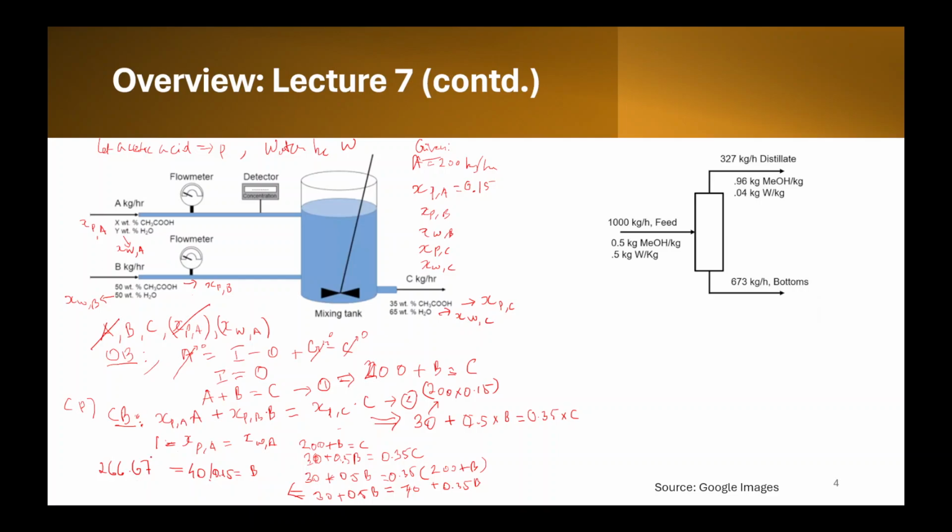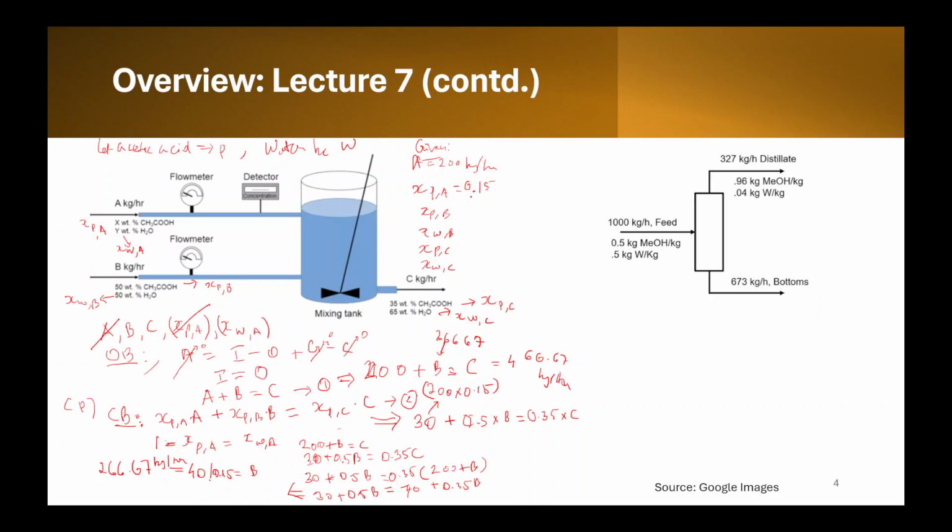266.67 kg per hour. So this is B. Now as you know this is B, so you can also compute C. So 200 plus 266.67 will give us C if you put the value of B here. So this will give us 466.67 kg per hour.